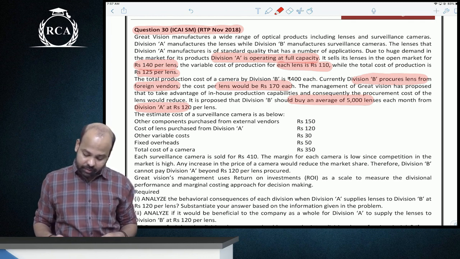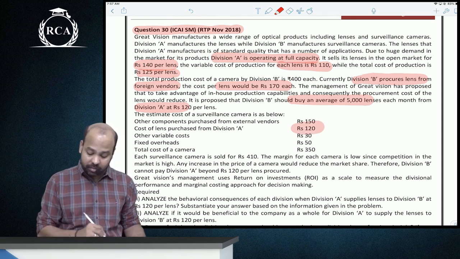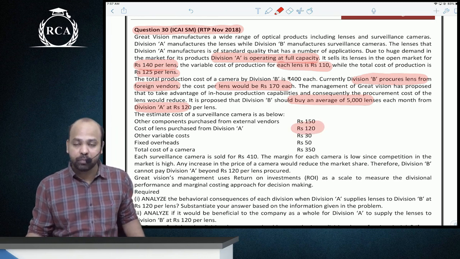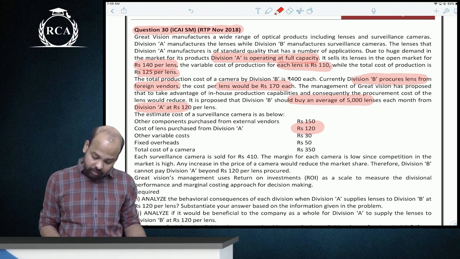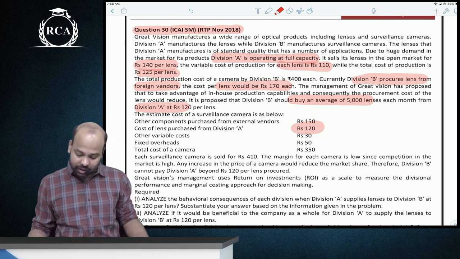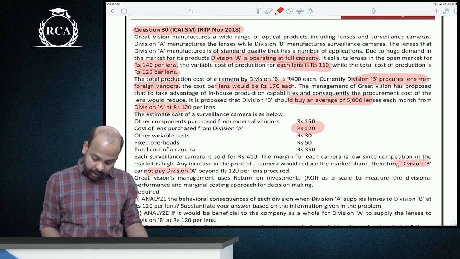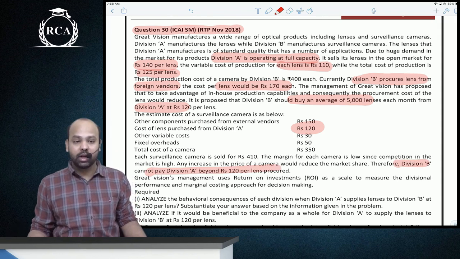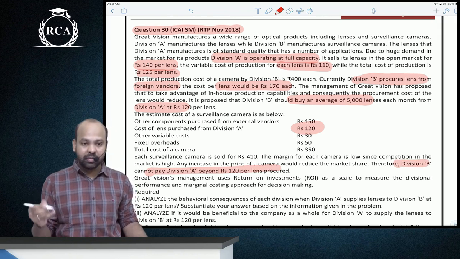Let us not forget that this 410 is based on a transfer price of 120, which Division A might not be willing to transfer at. The margin for each camera is low since competition in the market is high. Any increase in the price of the camera would reduce the market share. Therefore, Division B cannot pay Division A beyond 120 per lens procured. Why can't you pay? Even if you're paying more, you will still be able to make a profit.